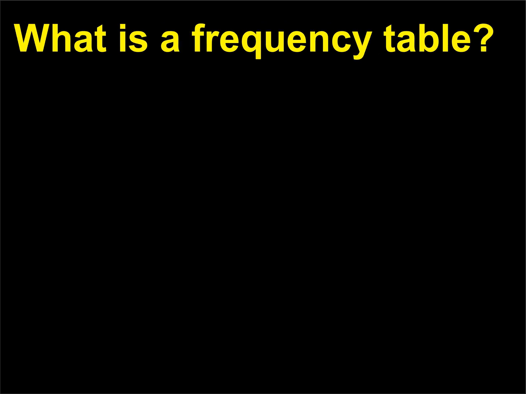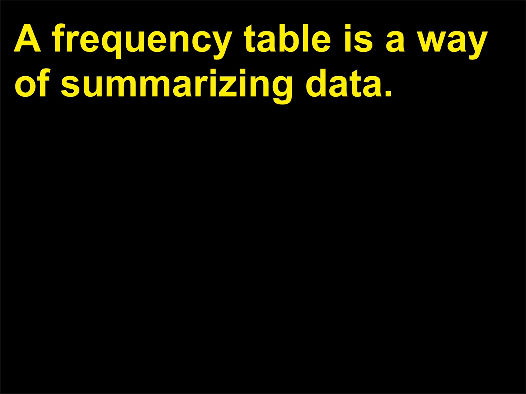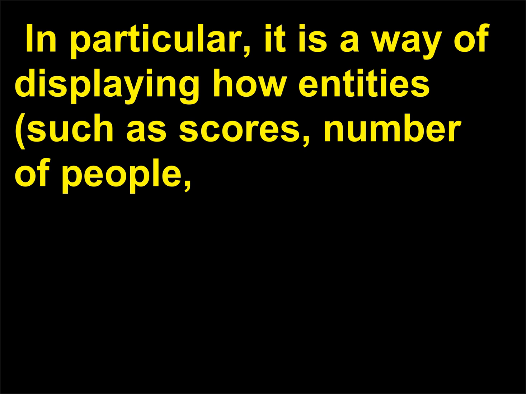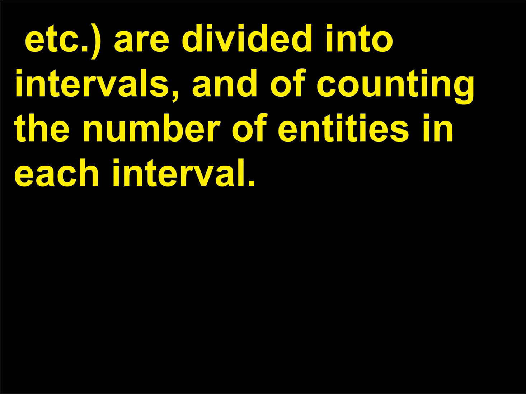What is a frequency table? A frequency table is a way of summarizing data. In particular, it is a way of displaying how entities, such as scores, number of people, etc., are divided into intervals, and of counting the number of entities in each interval.